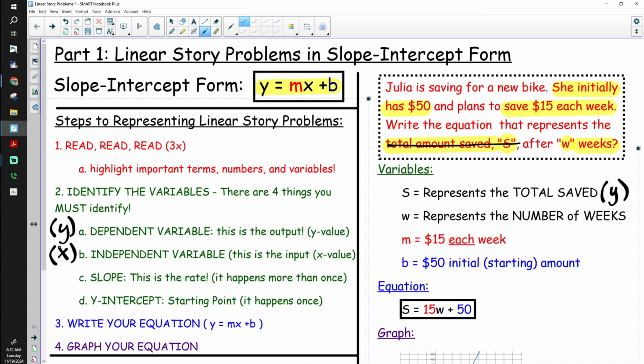You could be like, okay, 4 weeks, put it in, plug it in. 10 weeks, plug it in. 14 weeks, plug it in. It's independent. You get to pick the value. The number of weeks you get to determine, it changes. You can't pick how much the total amount saved is because that depends on our weeks. So this is our x value.